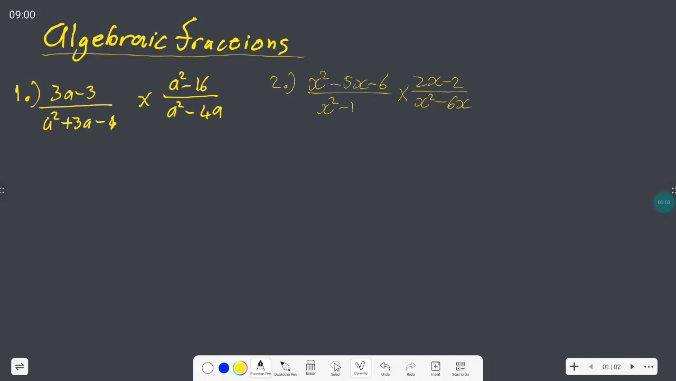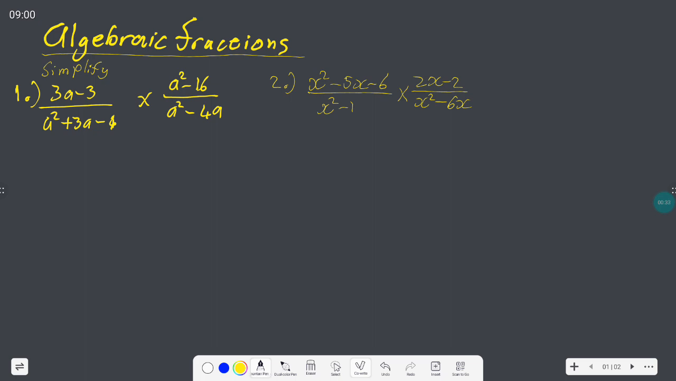Starting with algebraic fractions. Now, the rule for algebraic fractions is the following. We have to factorize to simplify. So this question will usually just say "simplify." And that's it. They don't tell you factorize, they just say simplify. Now, in order to simplify these questions, we first have to factorize the parts.